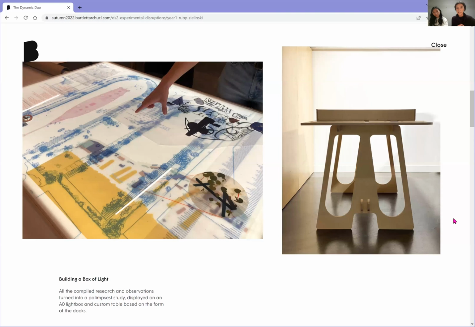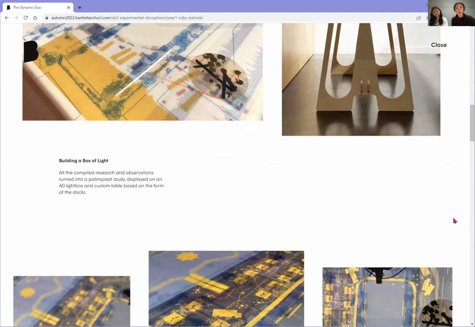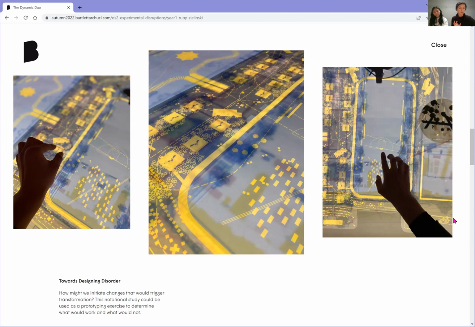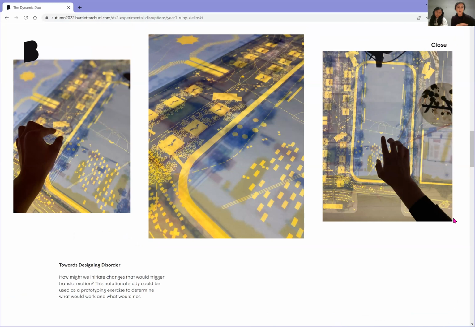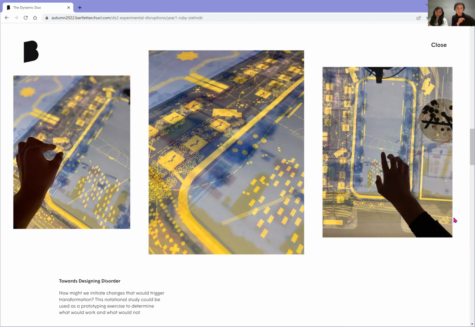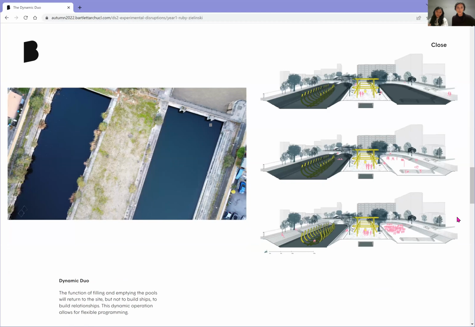So they have all the old maps and all the old illustrations and things like that that you can go off of. I was using technologies, and I actually built a table, and then I built this light box. The light box helped me layer a lot of those visuals together in a way that I could see everything. And then I used all of that research to design what that site might look like.